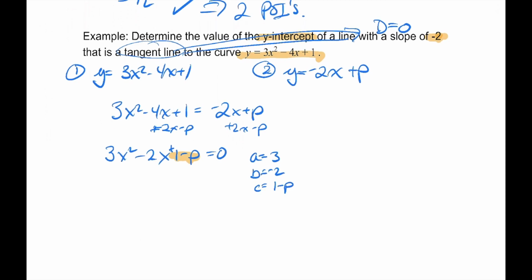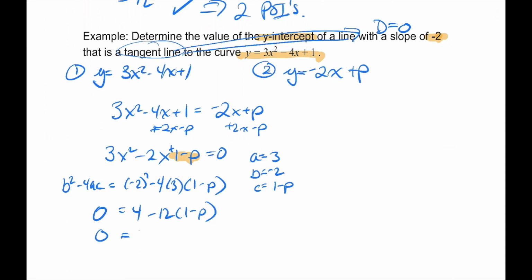So how do we go off and figure out what the discriminant is? It's going to be b squared minus 4ac, which is minus 2 squared, minus 4 times a, which is 3, and here the c is 1 minus p. But we want the discriminant to be 0. So here negative 2 squared is going to be 4, so I'm going to expand and simplify the right side. This is going to be minus 12 times 1 minus p. So 0 is equal to 4 minus 12 plus 12p.